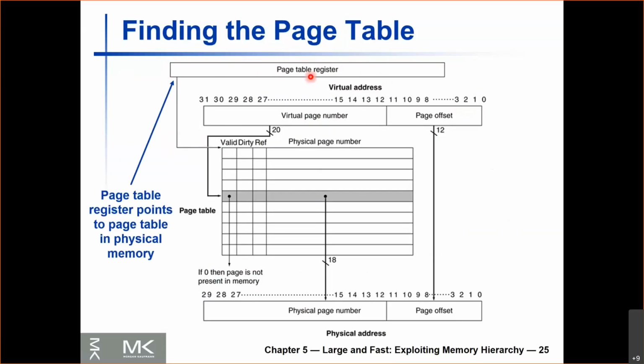And note that this is going to be a physical address, not a virtual address. Because if this was a virtual address, it means we'd need to translate it as well. Then we're just going to be stuck in a loop, because to translate it, we need to find the page table, but the page table is a virtual address. So the page table register is going to be a physical address, and it's going to point to the location of the page table of the program in physical memory.